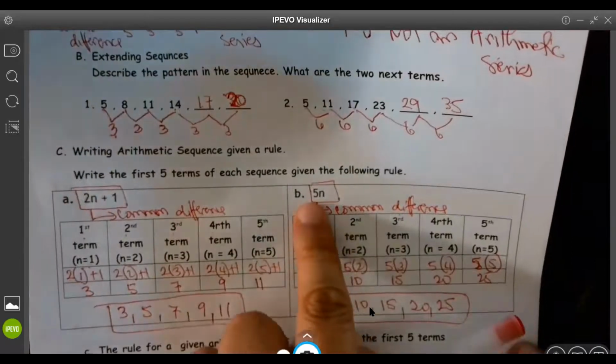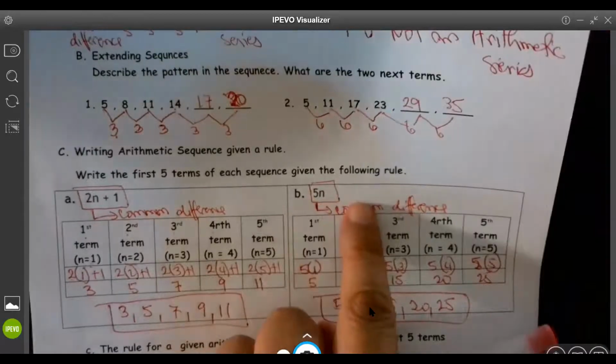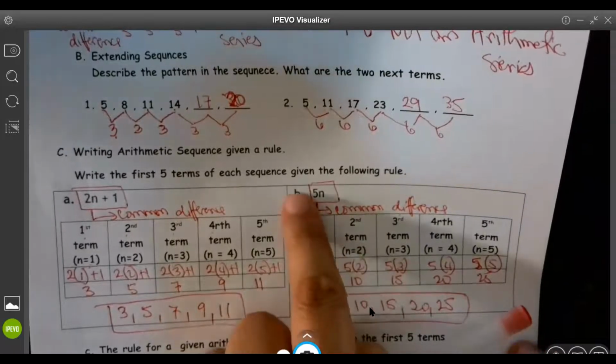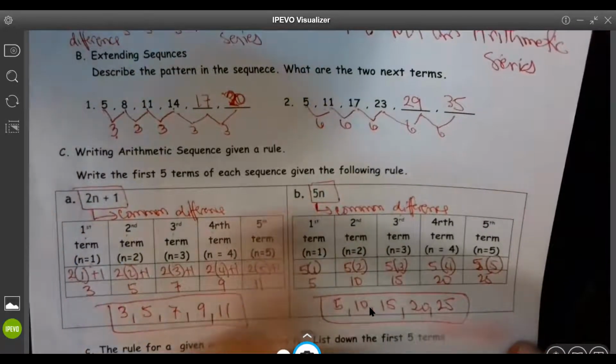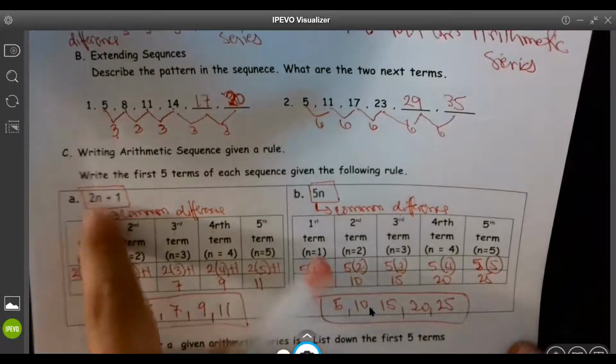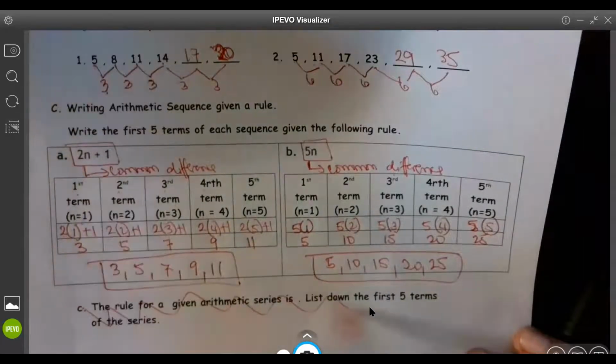Sometimes this one is the slope. Remember the formula y is equal to mx plus b. This is the same. The average change will be 5. This one, the slope or the average rate of change, will be 2. We will not solve this one.